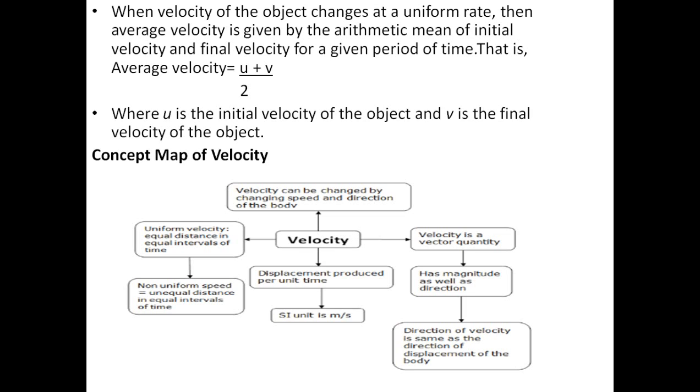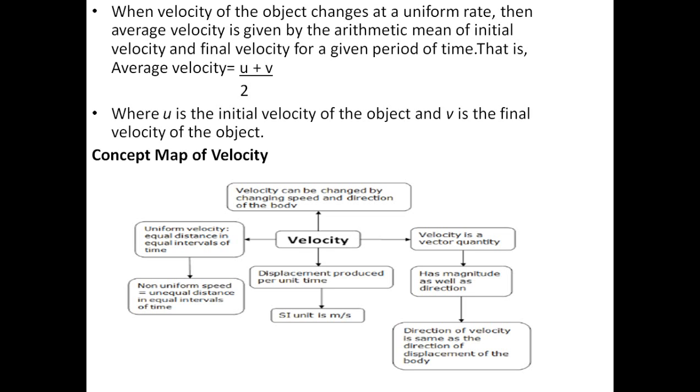We are studying from the last two classes that velocity is a vector quantity. Uniform velocity means equal distance in equal intervals of time. I think you all have understood this. What is uniform velocity, or uniform speed, or a body moving in a uniform way? Non-uniform speed means unequal distance in equal intervals of time. If Anthony is covering unequal distance in an equal interval of time, that will be considered non-uniform speed.